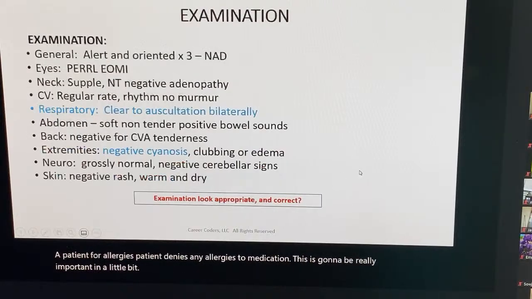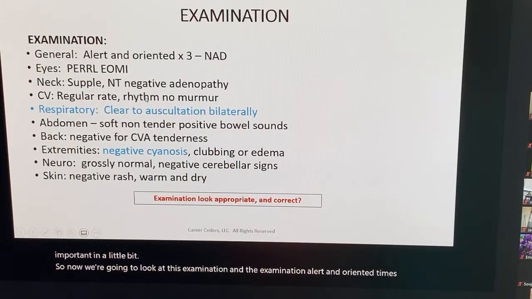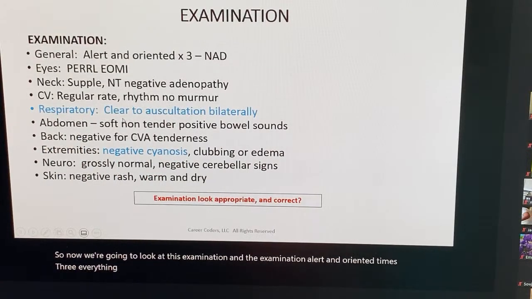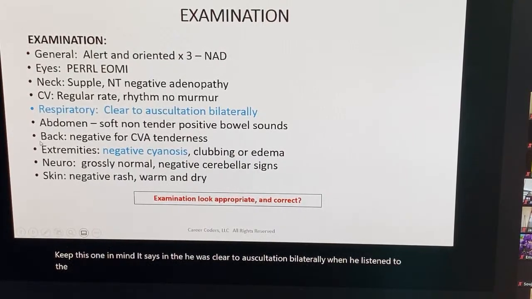So, now we're gonna look at this examination. And the examination, alert and oriented times three. Everything looks pretty good here. Keep this one in mind. He says in the respiratory, he was clear to auscultation bilaterally when he listened to the lungs. Talks about the abdomen, extremities, negative cyanosis, clubbing, or edema.